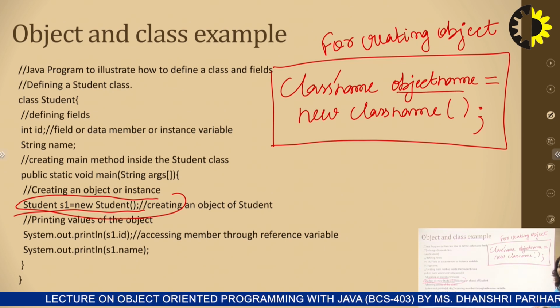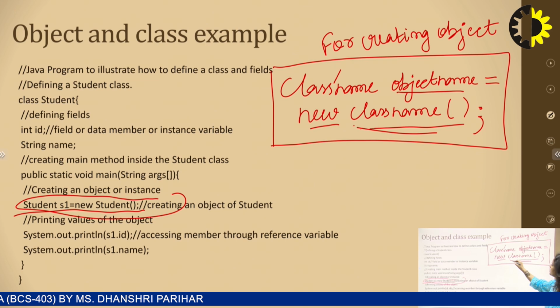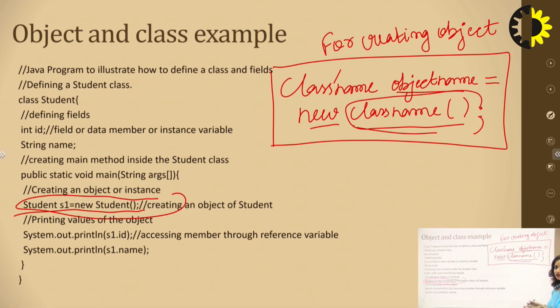The object name is a user defined name. It can be anything. It may be A1, B1, XYZ, ABC, A2, B2, and equals to the new operator, and then again the class. Now here, this particular portion is known as the default constructor that we will be discussing further. Now here we can see that we have a special operator known as a new operator. What is the role of this new operator? It will automatically assign the memory to our object.